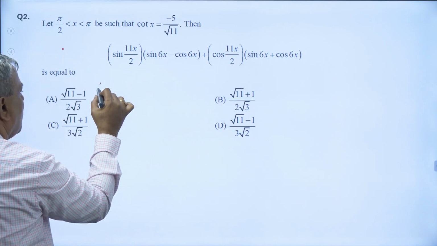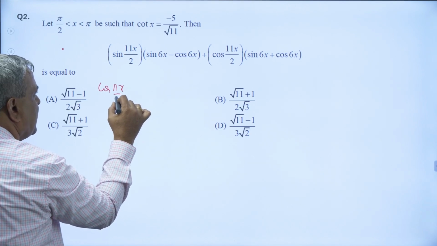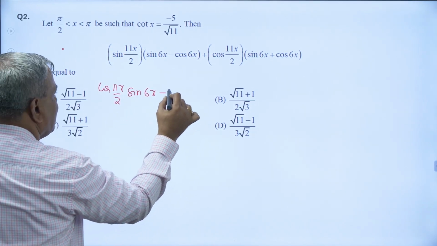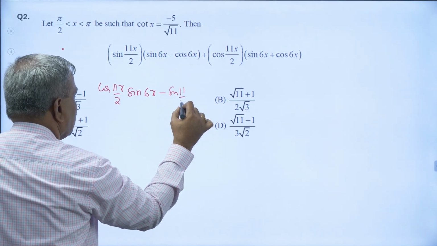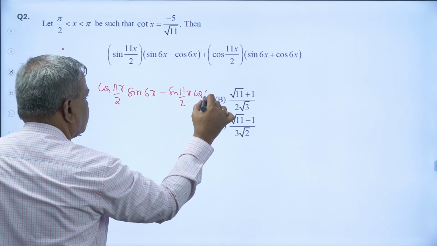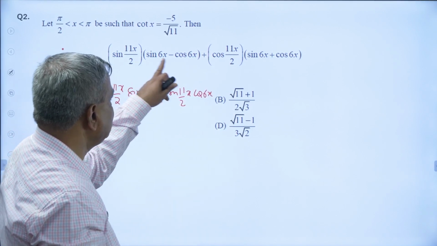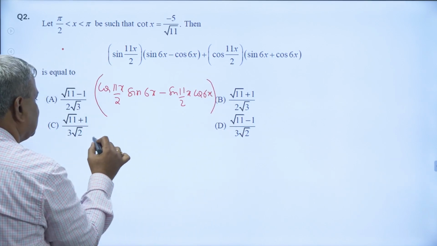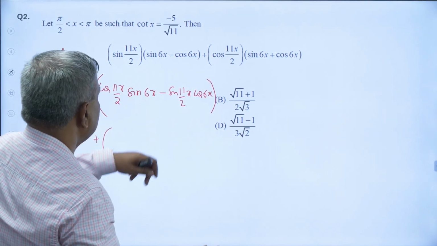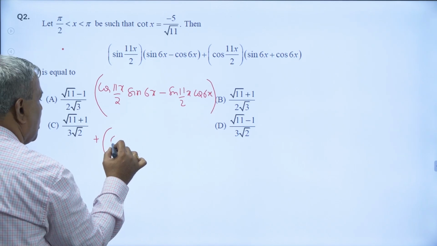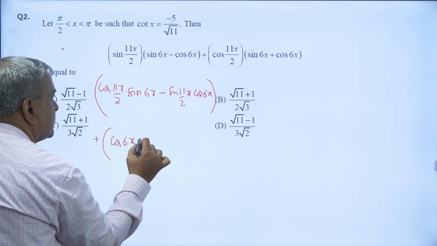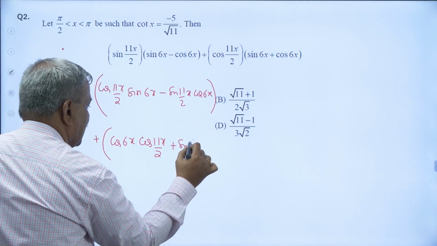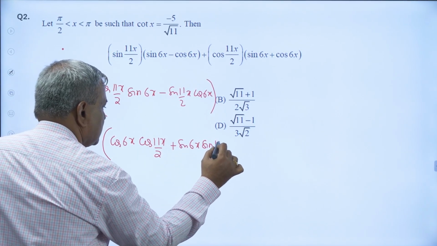This is cos 11x by 2 sin 6x minus sin 11x by 2 cos 6x. Done. This part and this part are arranged. This is one bracket, plus the other bracket, which is nothing but cos 6x cos 11x by 2 plus sin 6x sin 11x by 2.